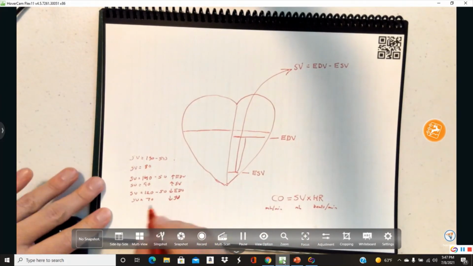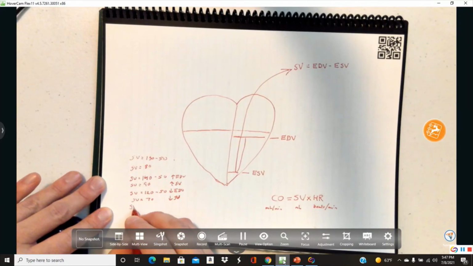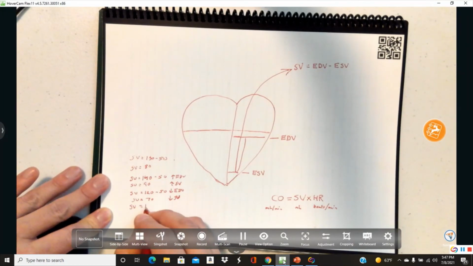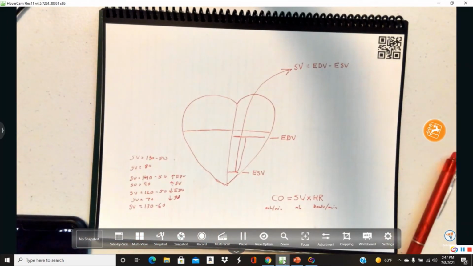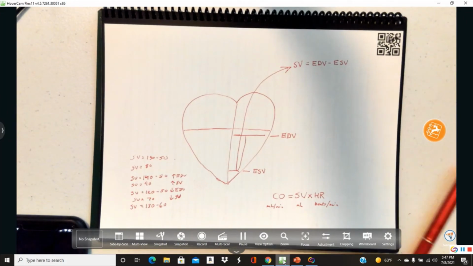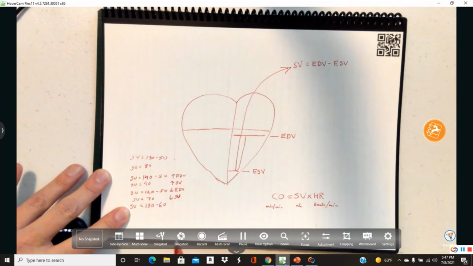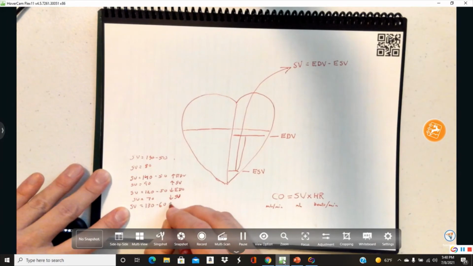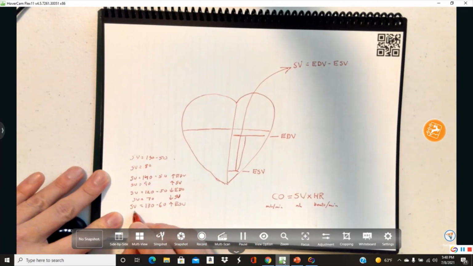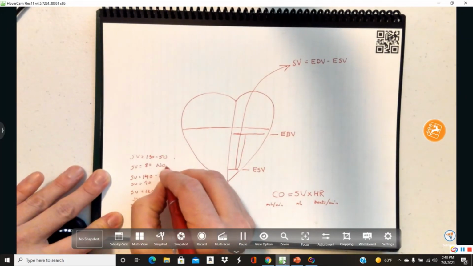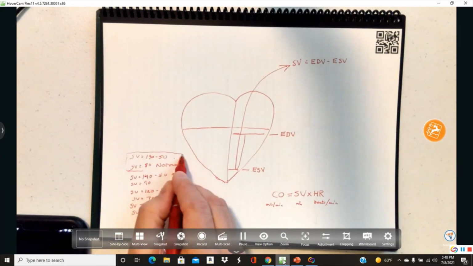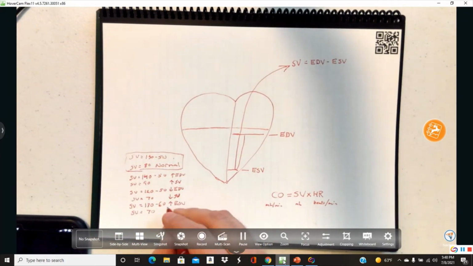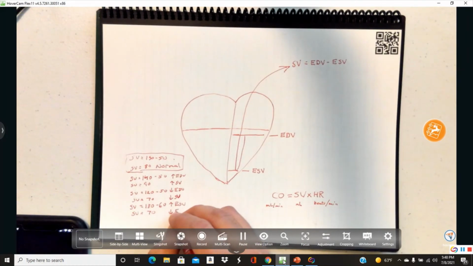Okay, now let's go and do a normal one again. A normal 130 minus 60. 130 minus 60. Normal EDV increased ESV. So now stroke volume is 70. Remember, normal, right here, normal is 80, so we go down. Oh, sorry, this is the right SV.